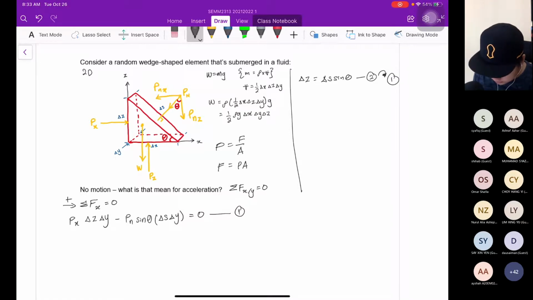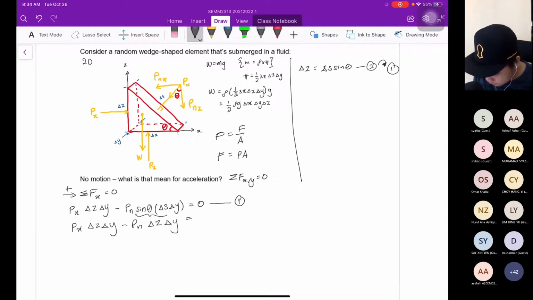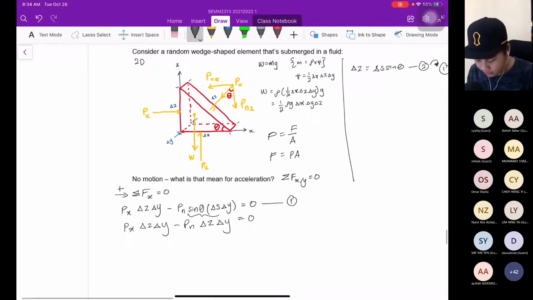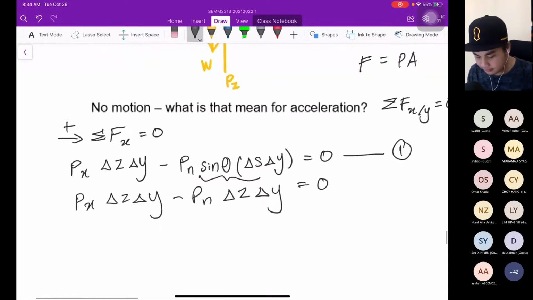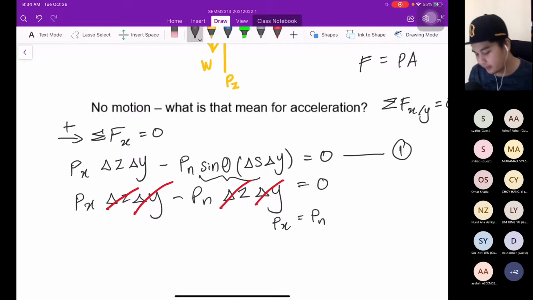So I try to substitute Px delta z delta y minus Pn. You can see sine theta delta s is the same here. So I just replace delta z delta y equal to 0. Now you can see we have the similarity. So that means we can cancel out delta z, delta y. And finally, Px is equal to Pn.